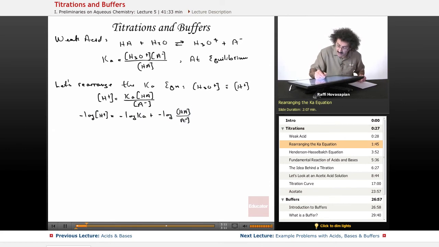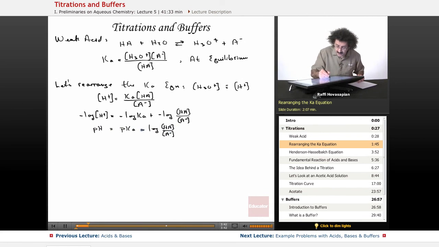HA over A minus. Now here what I did is, Ka times something, when I take the logarithm of A times B, it's the logarithm of A plus the logarithm of B. So that's all I did. I just used the property of logarithms. Well, the negative logarithm is the definition of pH. So this becomes pH equals pKa minus the log of HA over A minus. In other words, the acid form over the conjugate base form.